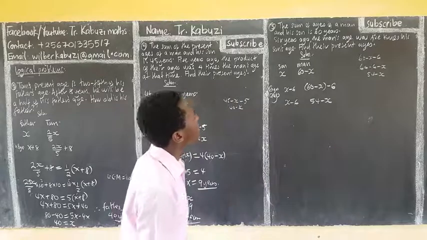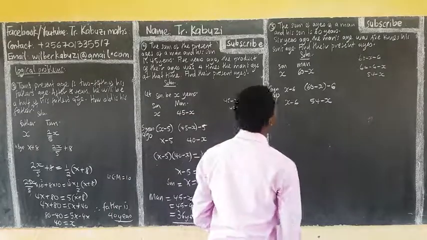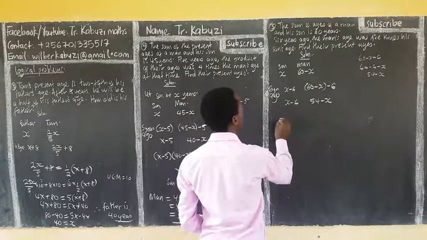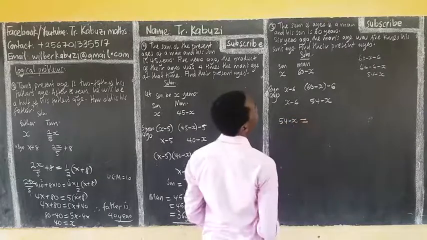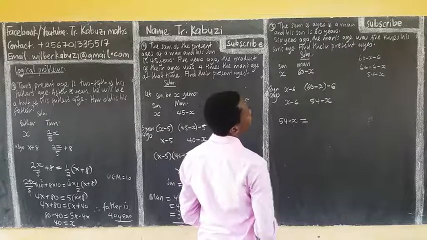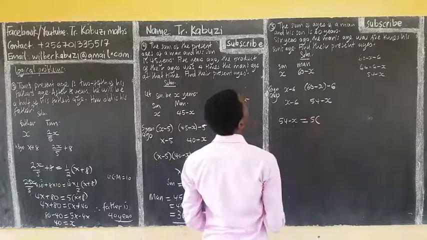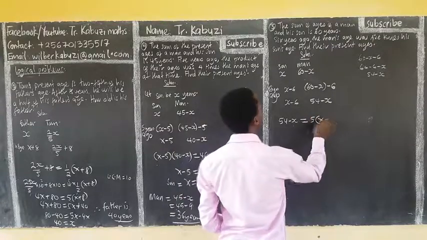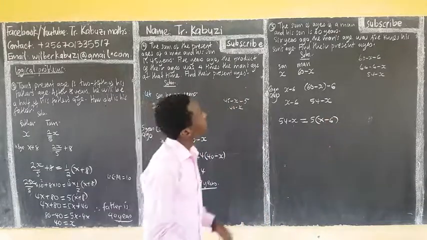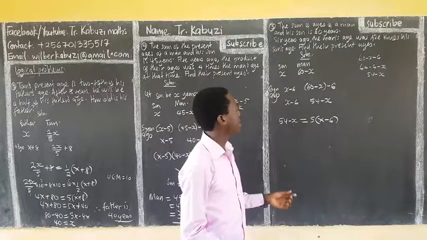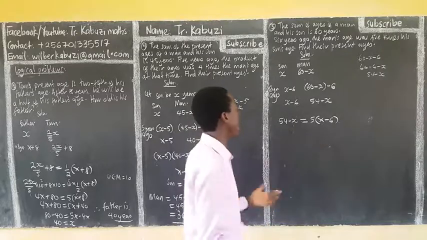6 years ago, the man's age, 54 minus x, was 5 times his son's age. 5 times his son's age. Simple as that. Find their present ages. We just solve this and we get the answer.